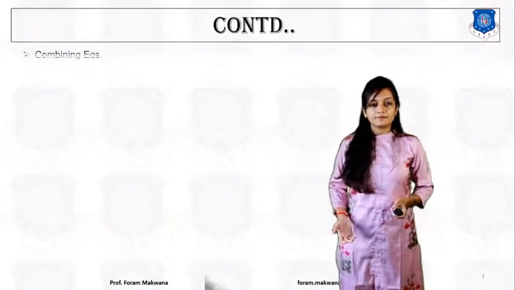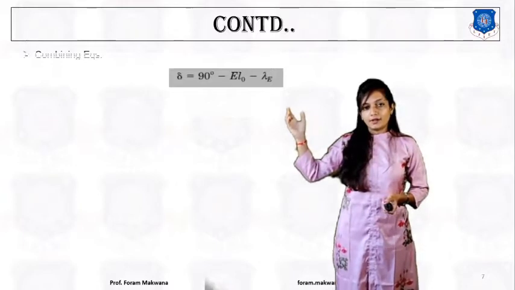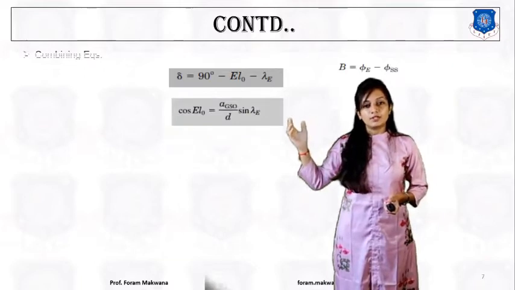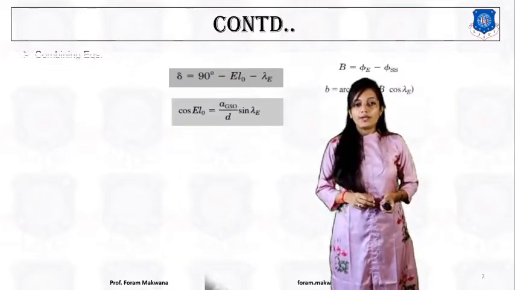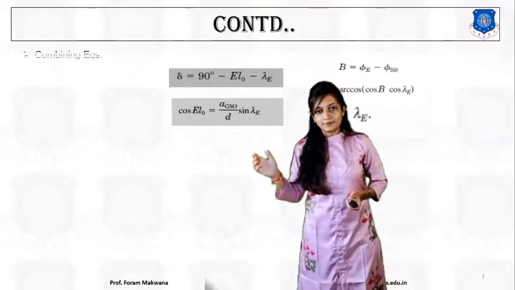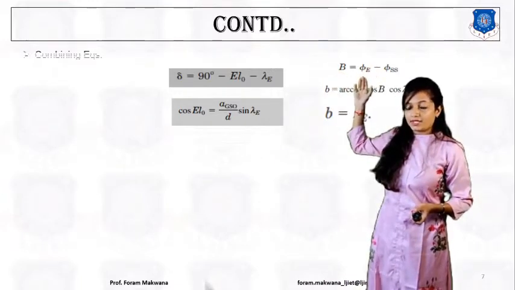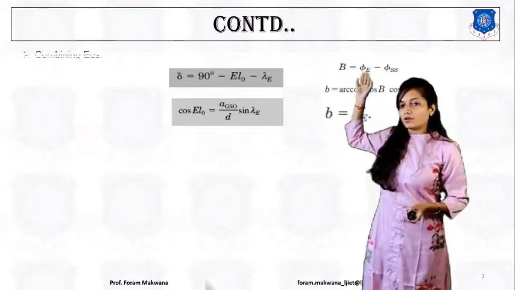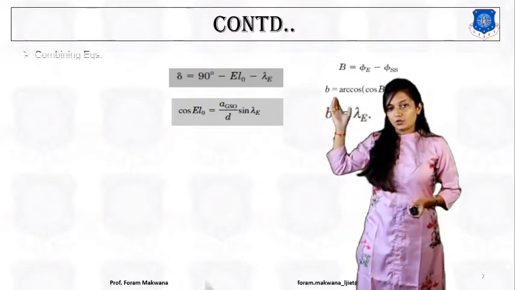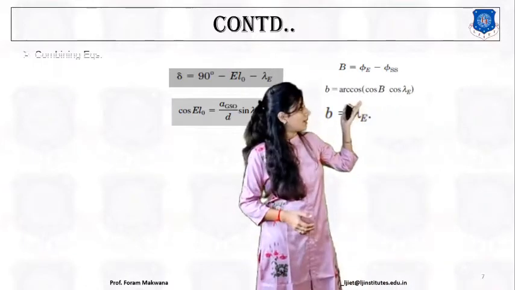By knowing the value of del, that is the angle of tilt, we need to calculate the value of the elevation angle. How we are supposed to calculate it is, we know that capital B is equal to phi E minus phi SS. What is phi E? That is the longitude of the Earth station. What is phi SS? That is the longitude of the south satellite point. We know the value of small b, that is cos inverse of cos B into cos lambda e.